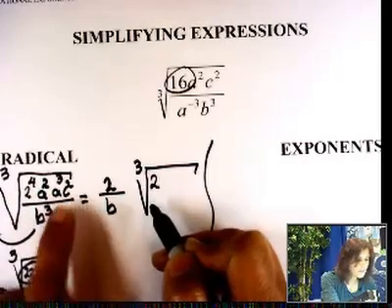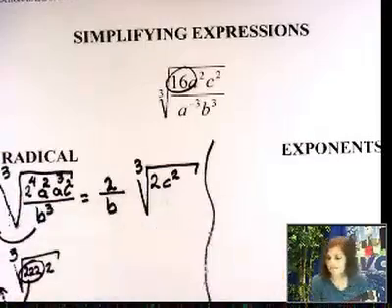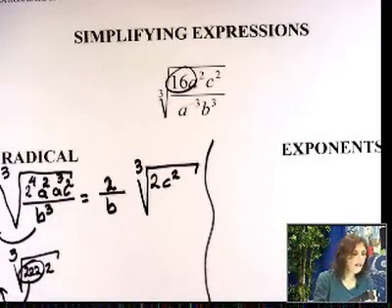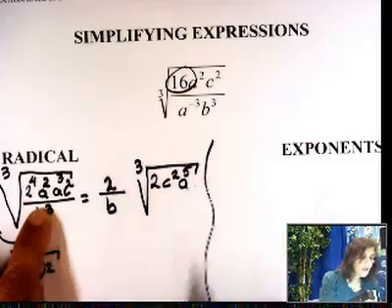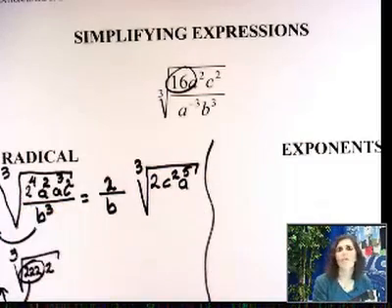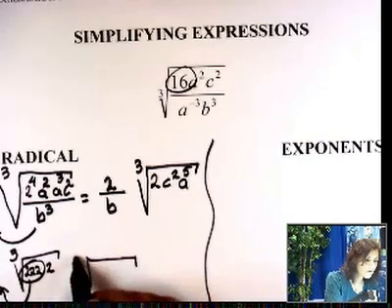I'll deal with the a's in a second. c squared is behind, and b came out. All right, now I will deal with the a. I have a to the 5th. What does that mean? Let's look at how a to the 5th works.